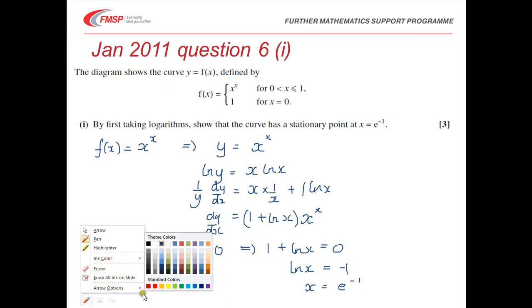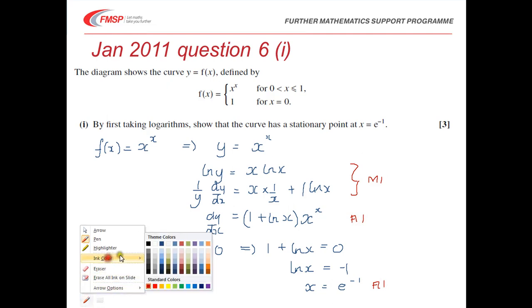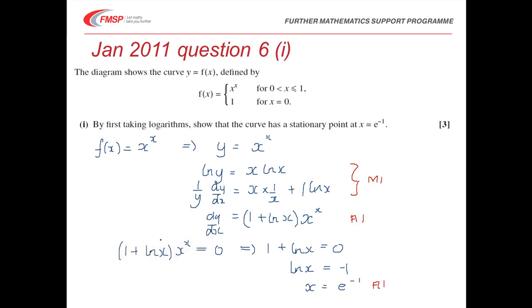So if we just check on how those marks are allocated, there was a method mark here for doing our first bit of differentiation, an accuracy mark for getting it in this form, and then another mark for getting and showing that the stationary point, the x-coordinate, was e to the minus 1. So we have part 1.